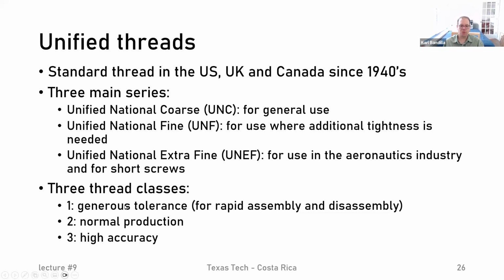We also have what we call thread classes. So we have the general tolerance one. Those are going to be screws and bolts that are relatively loose. They're going to be easy to tighten, easy to loosen, which is good if you're assembling and disassembling something relatively often. Then 2 is the normal one. That's pretty much all we're going to see, normal production ones. And then 3 would be high accuracy. And of course, just like with anything with tolerances, 1 is going to be cheapest, 2 more expensive, and 3 the most expensive.